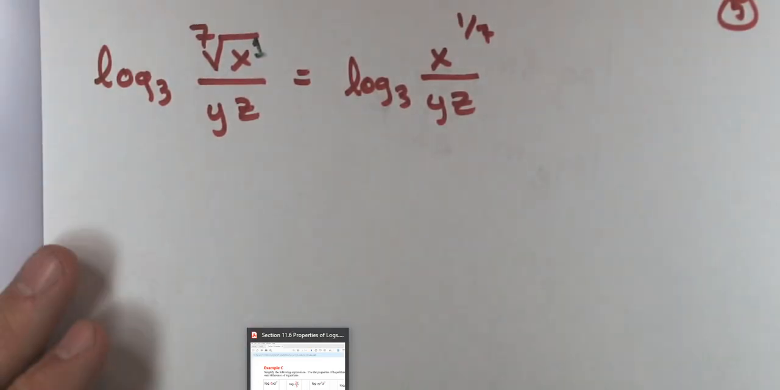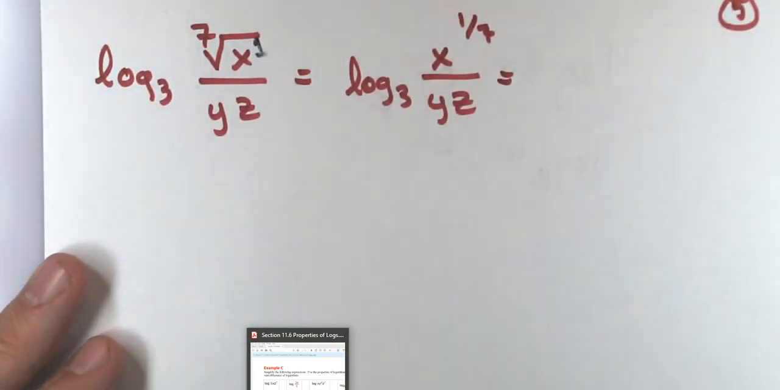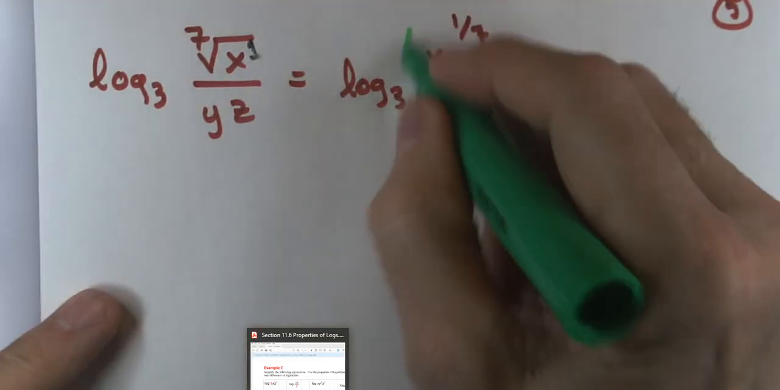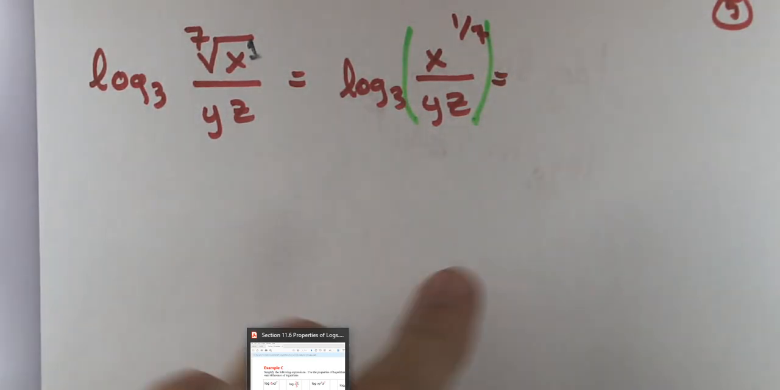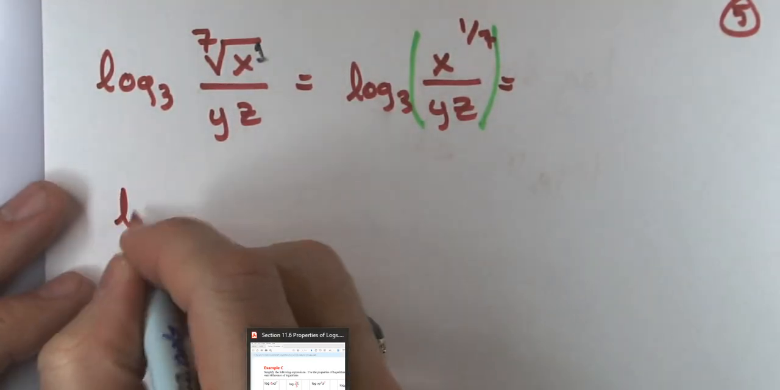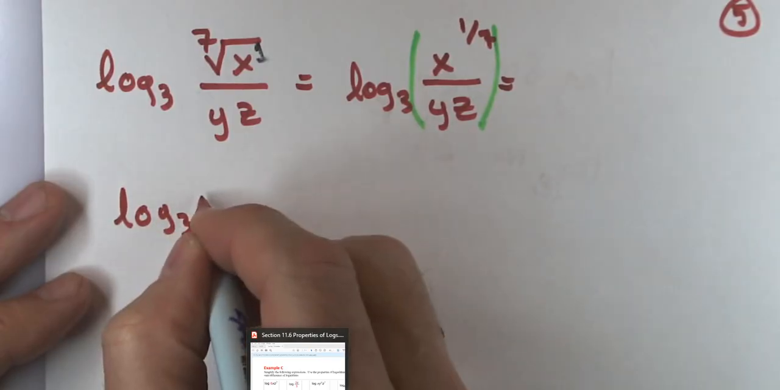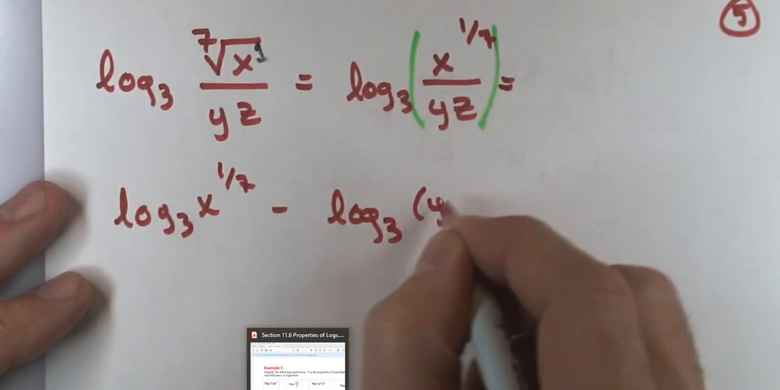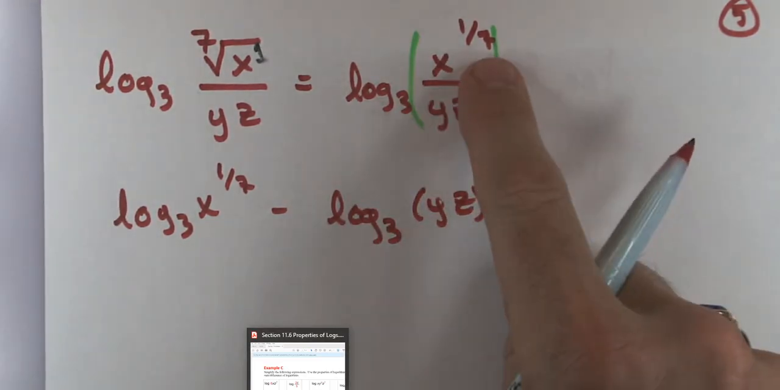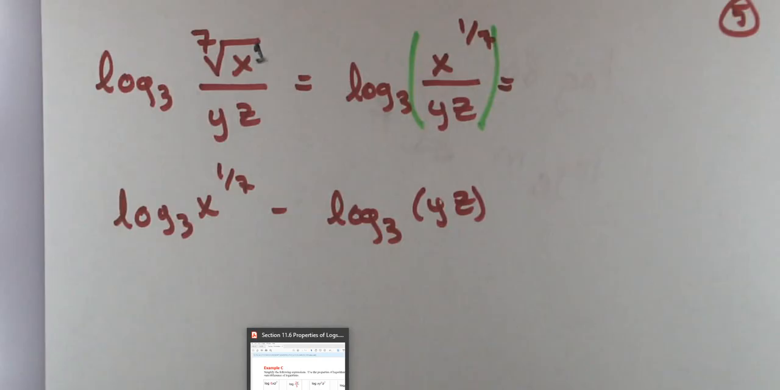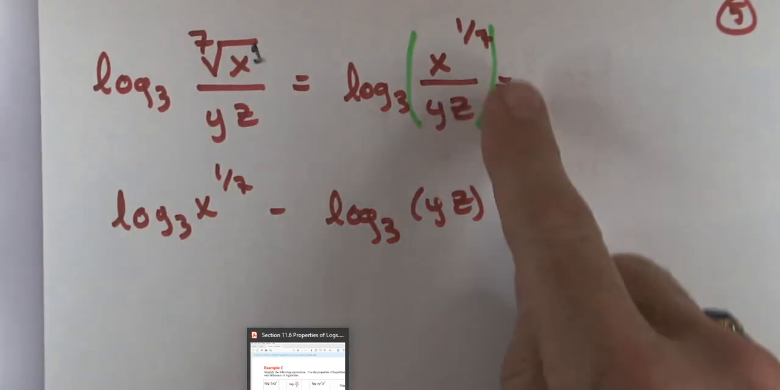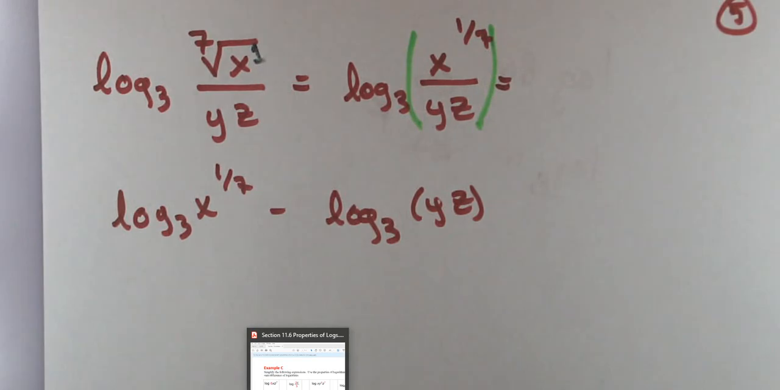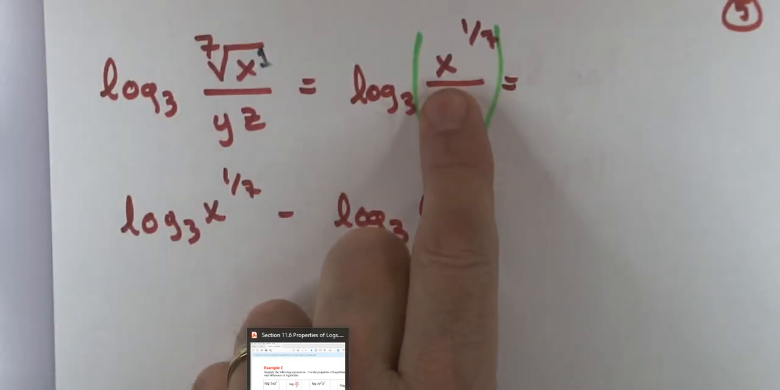Okay, so first thing to notice is that this is really a quotient. You've got the log of something divided by something else. So we'll apply the quotient rule to this. It's going to be the log of the numerator minus the log of the denominator. So log base 3 of x to the 1/7 minus log base 3 of y times z. How come I couldn't take the 1/7 out to begin with? If the 1/7 was outside the parentheses, if that 1/7 applied to the whole thing, then I could. But it's not. The 1/7 only applies to the x, so I'm stuck there.